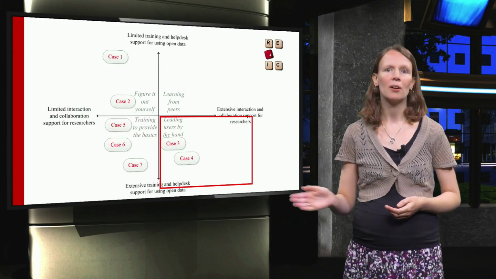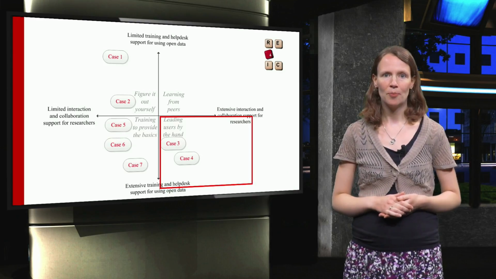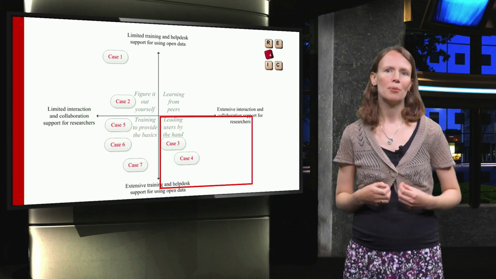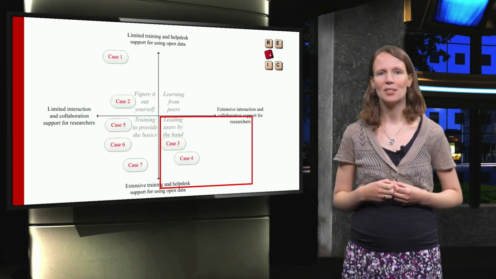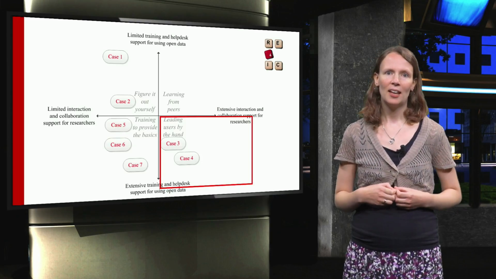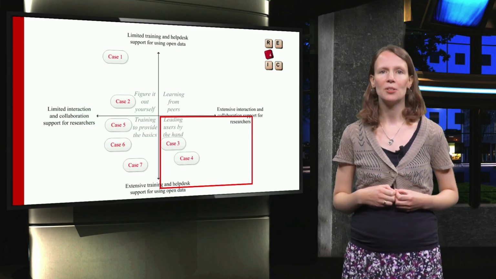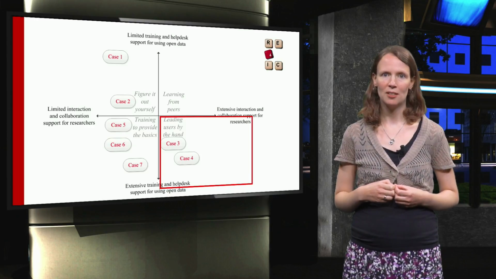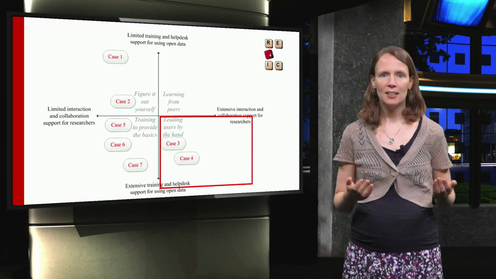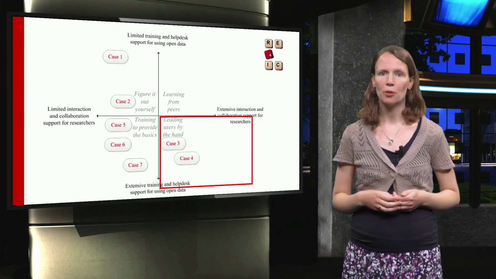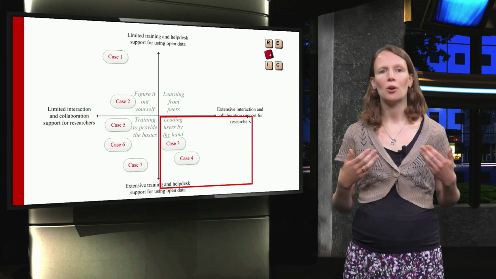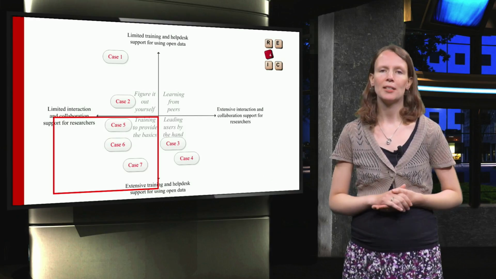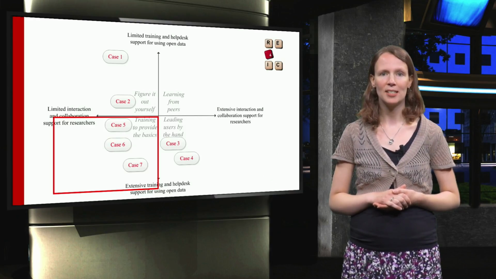Second, in cases 3 and 4, we found the model of leading users by the hand. Compared to the figure it out yourself model, this is the other side of the coin. Much collaboration support for the use of open data through VREs is offered, and extensive training in and training-related support for using open research data are given. In this model, less support from the researcher's own network is needed compared to the other models. Instead, data users can ask other researchers for support through the VRE, or they can get support through the offered training program.